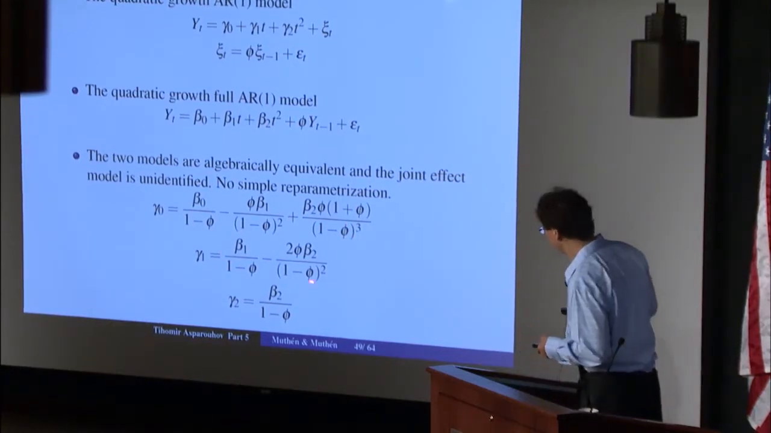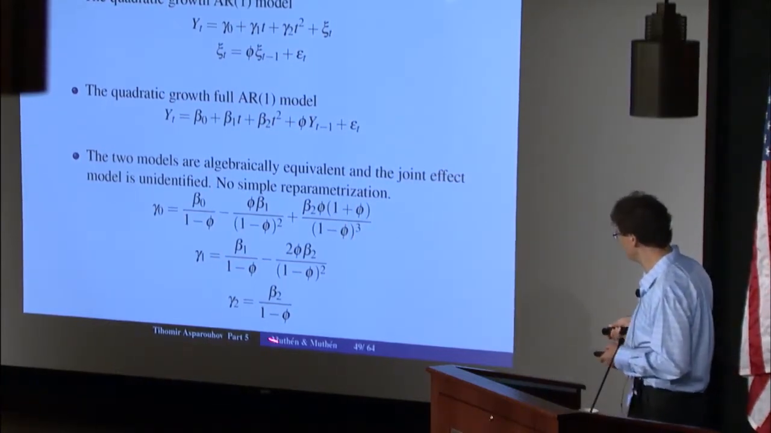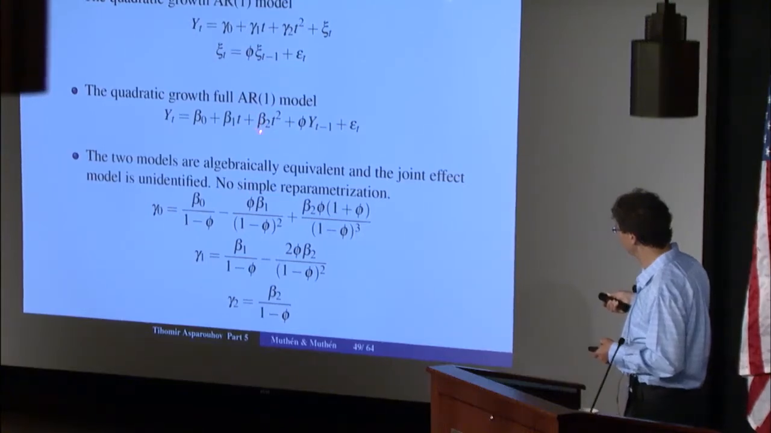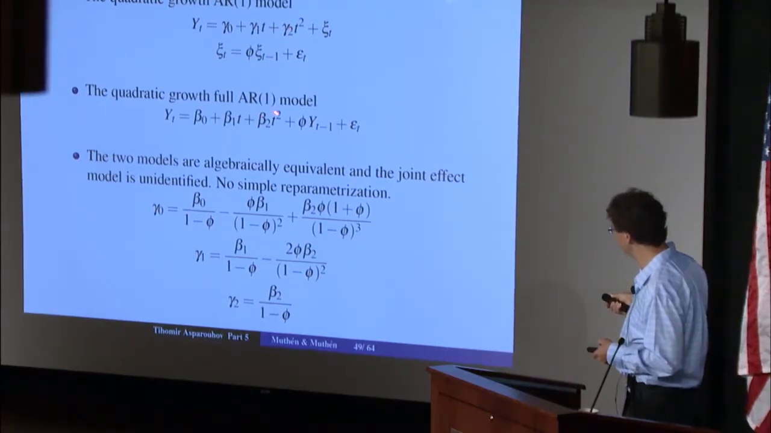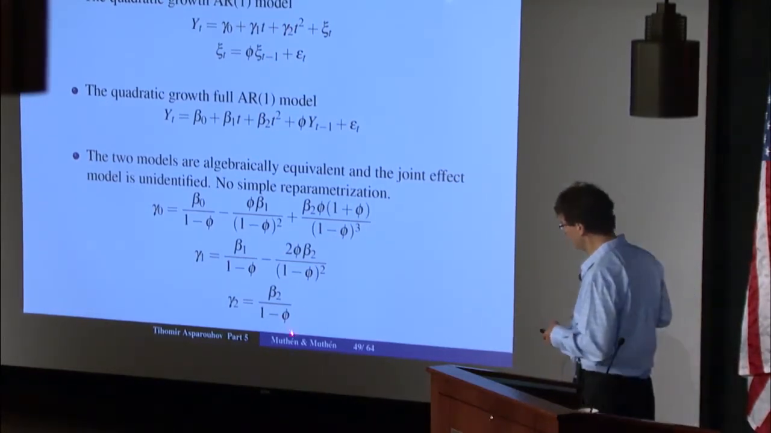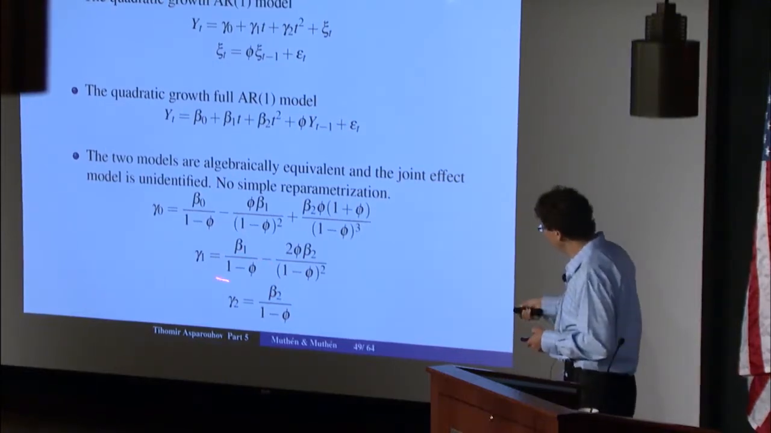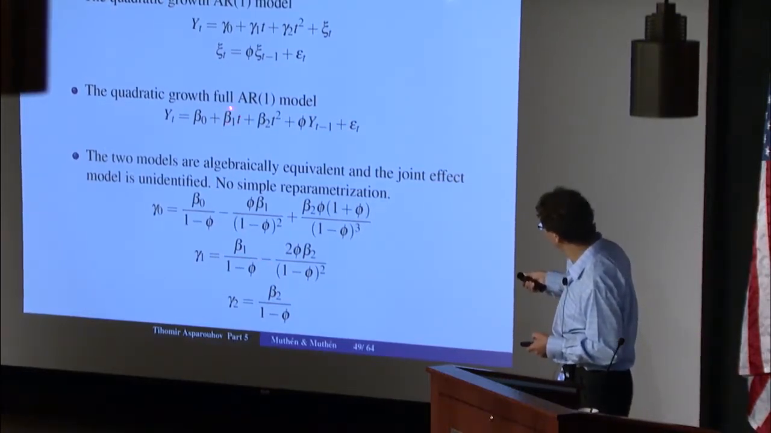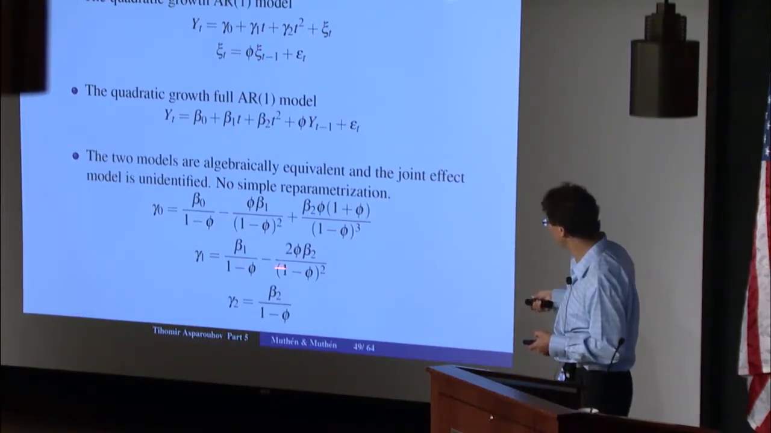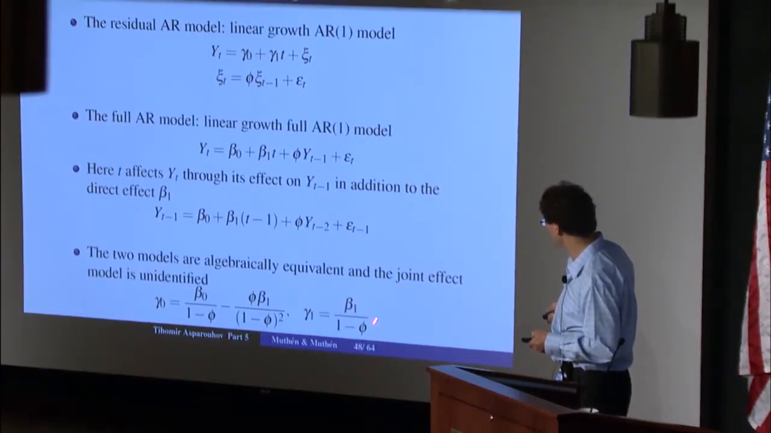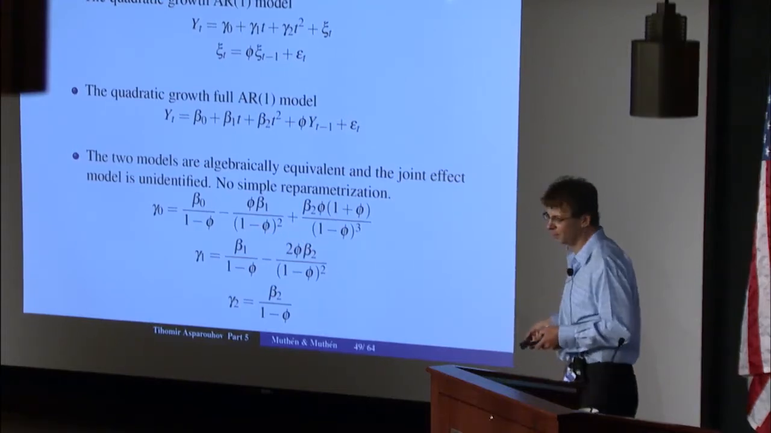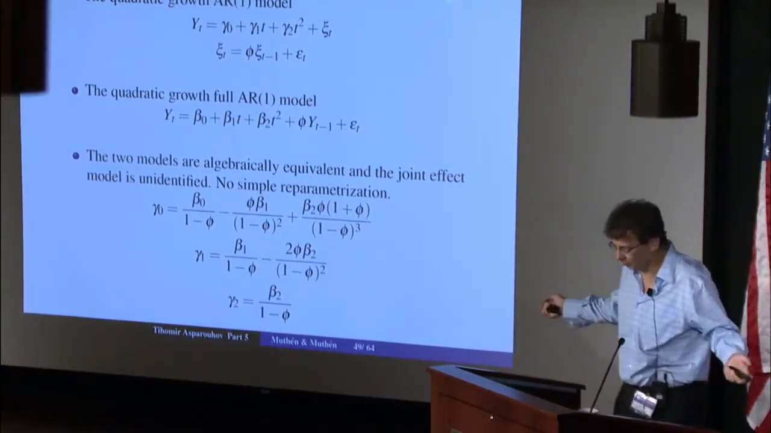What you can see here is that the quadratic term satisfies a relationship where you can obtain gamma 2 from beta 2 simply by dividing by 1 minus the autoregressive parameter. But the relationship for the linear trend now changes. It's no longer that simple, it's something more complicated. That's evidence that things are more complicated than we thought. So we went back to this model and tried to see if it's really identified.